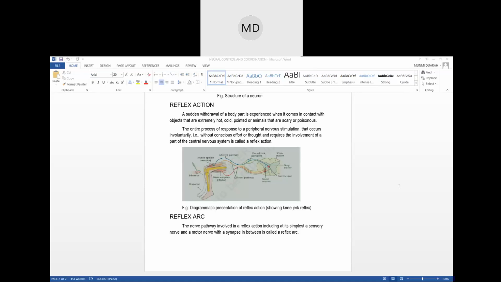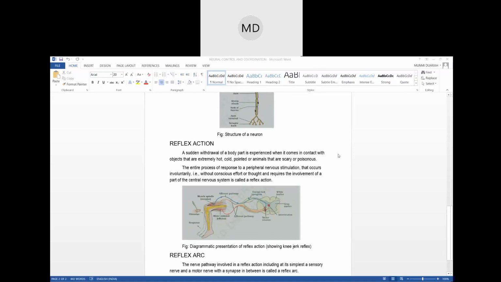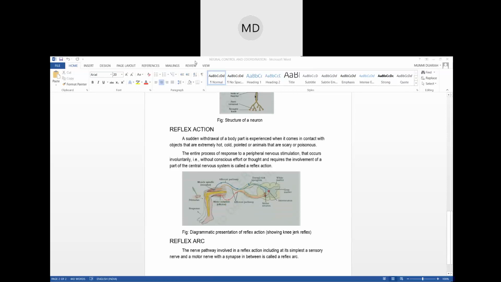Okay, so this is all about reflex action and reflex arc. Any doubts from this portion, please ask. Any doubts from this chapter?